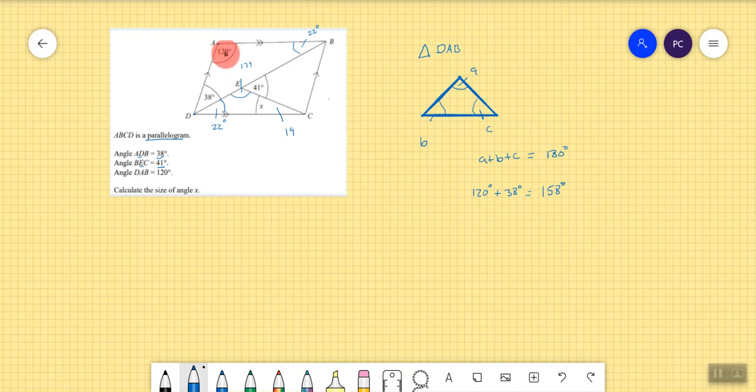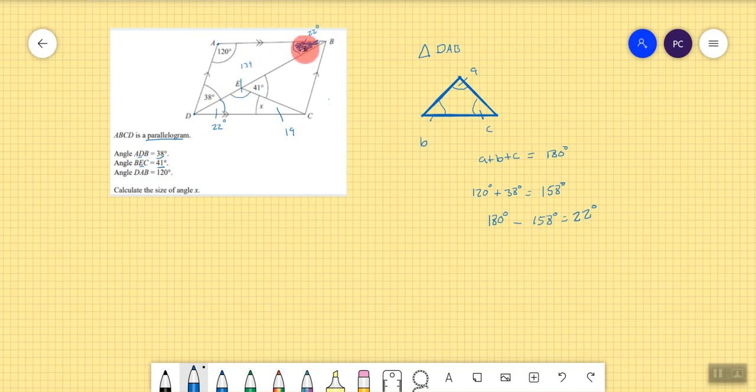To work out the third angle, we add these two angles up and subtract the answer from 180. So we take 180 and subtract 158 degrees, and 180 minus 158 is equal to 22 degrees. So this angle in here is equal to 22 degrees. Okay, so that's the first part.